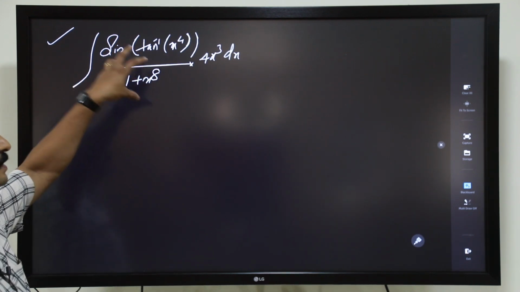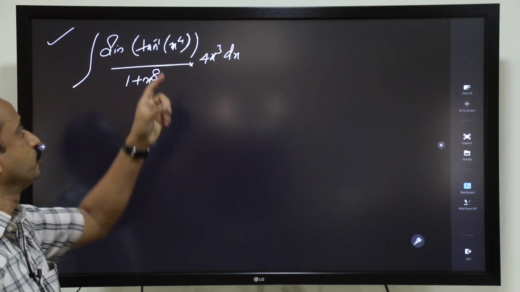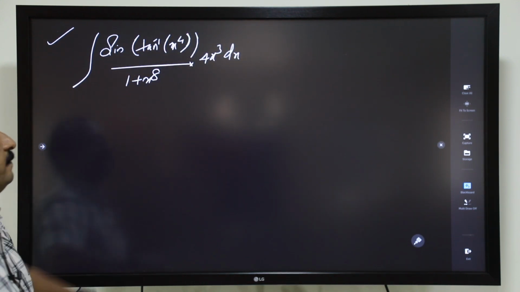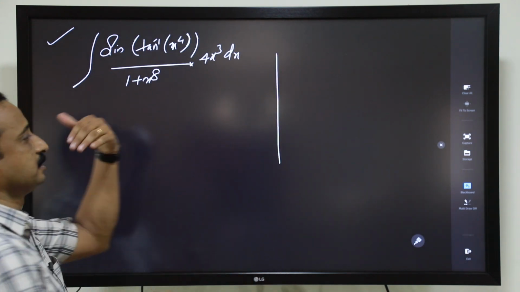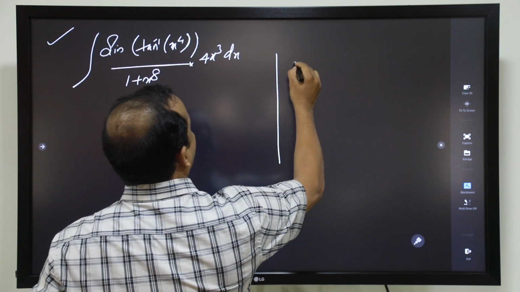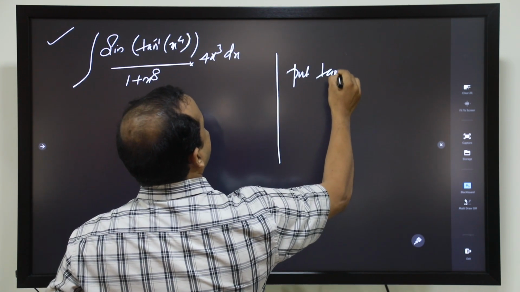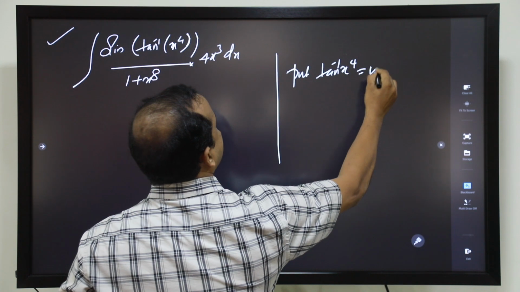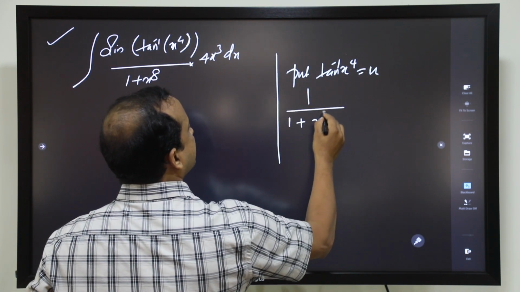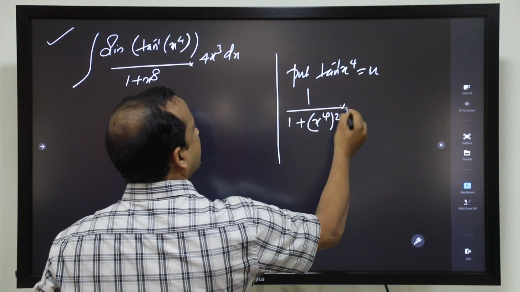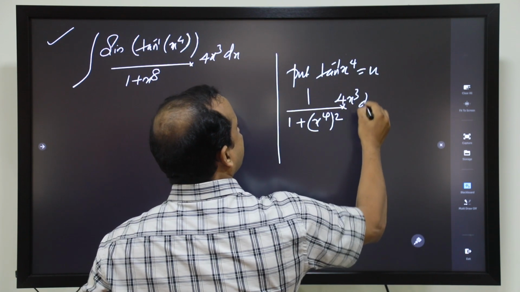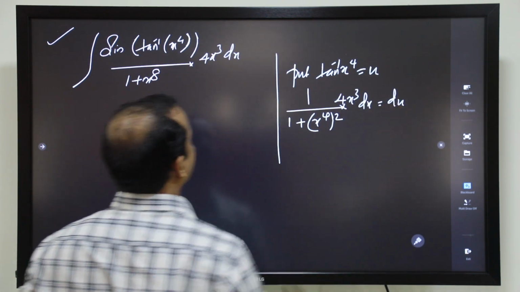Here, in sin, the x corresponds to the value tan inverse x raised to 4. Since the composite sin contains tan inverse x raised to 4, we give the substitution for that, and automatically we get the derivative of that function. First of all we put tan inverse x raised to 4 is equal to u. The derivative of tan inverse x is 1 by 1 plus x square, that is x raised to 4 the whole square, into function of function, the derivative of x raised to 4 is 4x cube, into dx is equal to du.